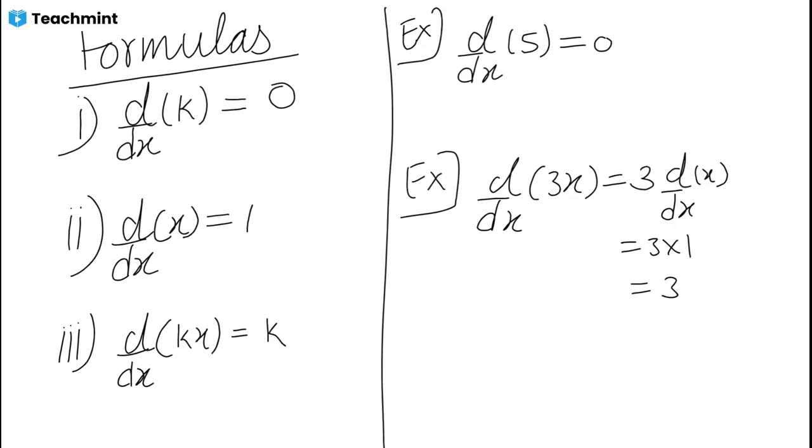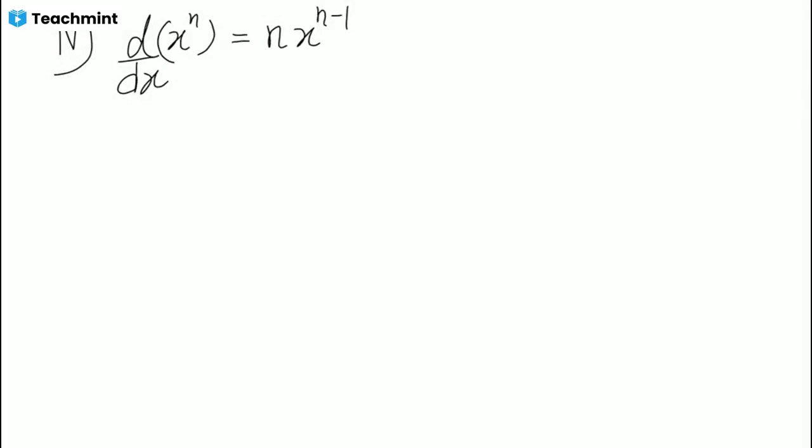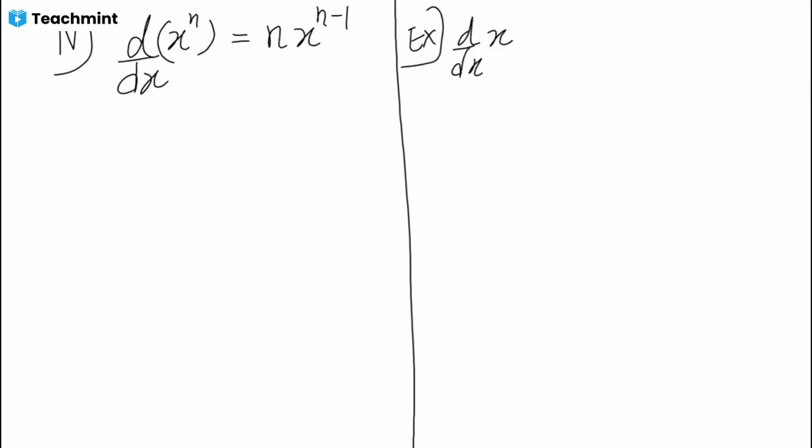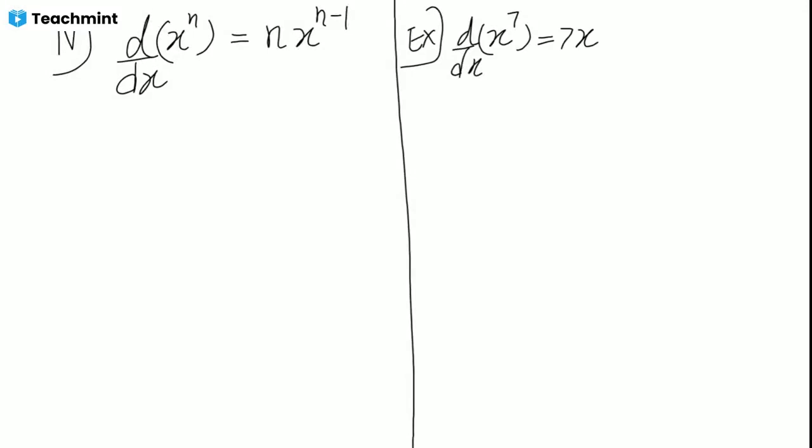Okay, so now let us do the next formula. The derivative of x to the power n. Its formula is: write down the power here and subtract 1 from the power. This is the formula for the derivative of x to the power n. For example, the derivative of x to the power 7. Obviously, we'll write the power first, 7, and subtract 1 from the power. So this will be x to the power 6.